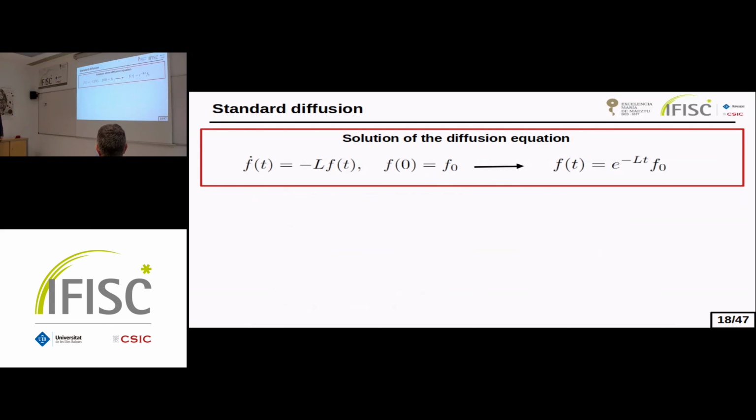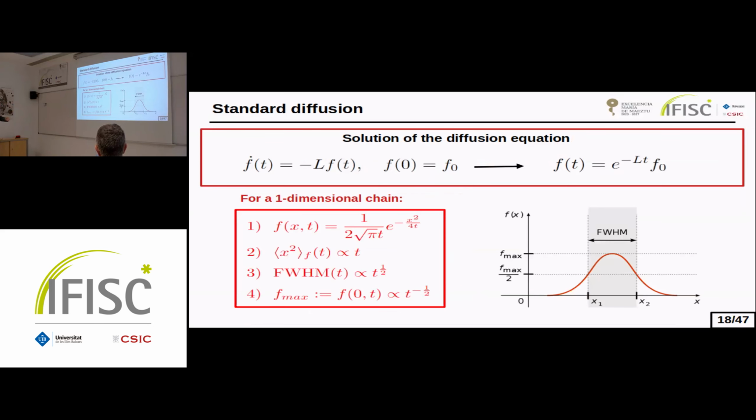And for unsigned networks, it can be proved that the profile, the solution of this equation, is a Gaussian and therefore has 3 typical properties of Gaussian distributions. First, that the mean square displacement, the variance of the distribution, scales linearly with time. Second, that the full width at half maximum, that is the width of the distribution, scales with the square root of time. And third, that the maximum of the distribution decays with the square root of time.